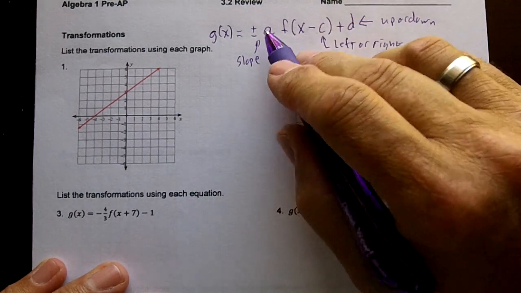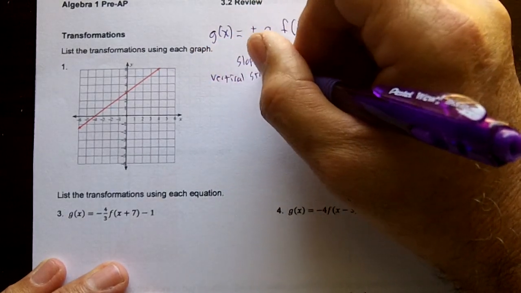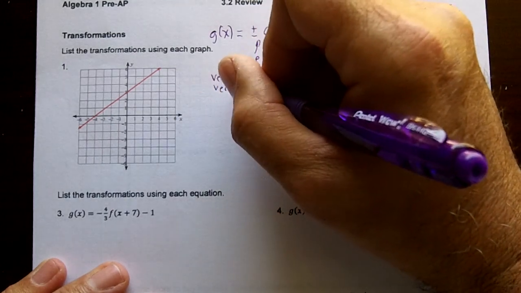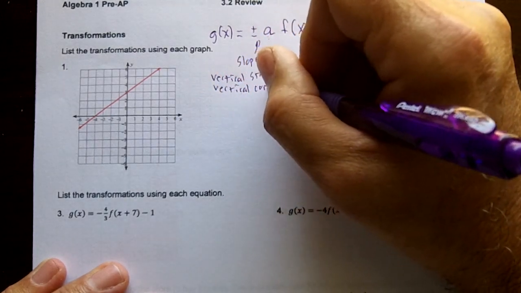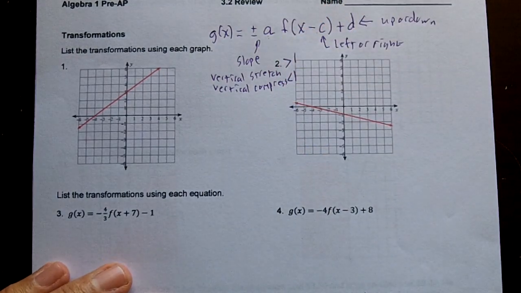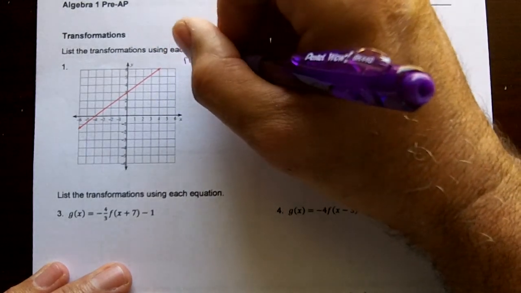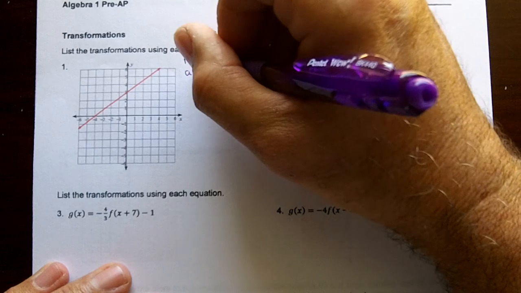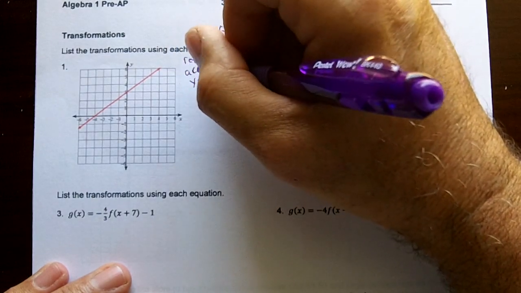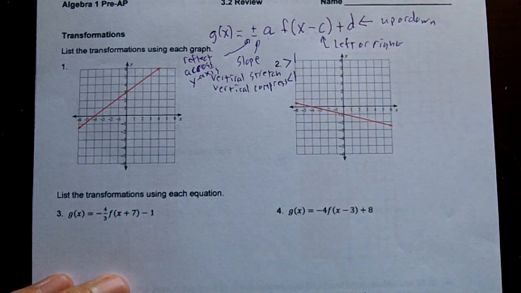And remember your slope is going to be a vertical stretch if it's greater than 1, and it's going to be a vertical compress if it's less than 1. Okay, and the negative right here would reflect across the y-axis. Okay, so we have to do 1, 2, 3, 4 things to the line.